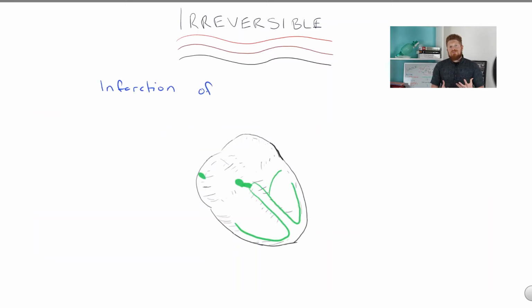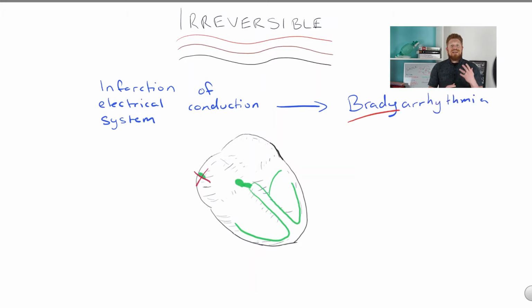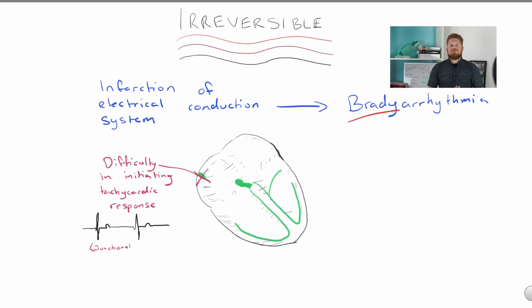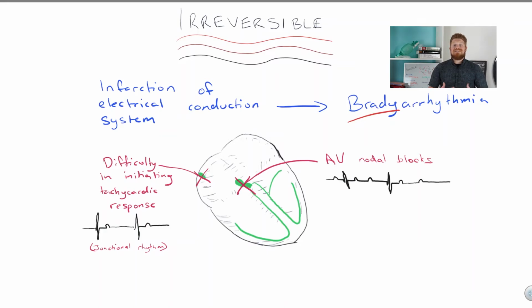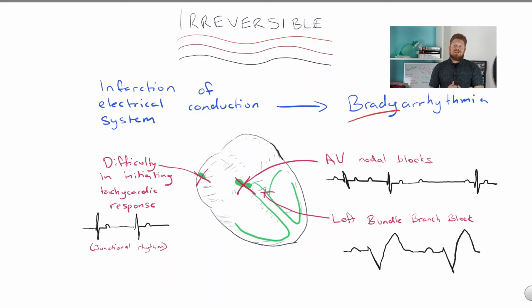If the conduction system of the heart becomes infarcted, we can end up with significant reductions in heart rate. If the SA node becomes damaged, we lose our ability to initiate a tachycardic response. If the AV node becomes damaged, its ability to pass signals between the atria and the ventricles becomes affected. This results in AV nodal blocks and significant reduction in heart rate. If either of the bundle branches are affected, we will start seeing those bundle branch block arrhythmias on our cardiac monitors. These will result in slower heart rates and also an inefficiency in ventricular contraction.